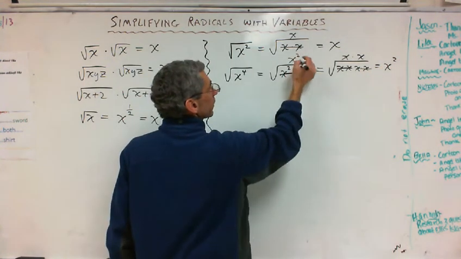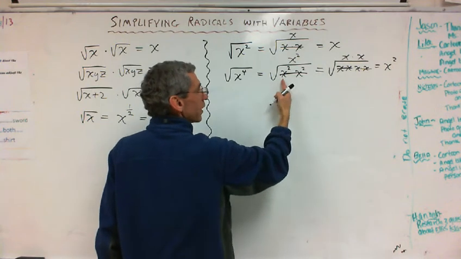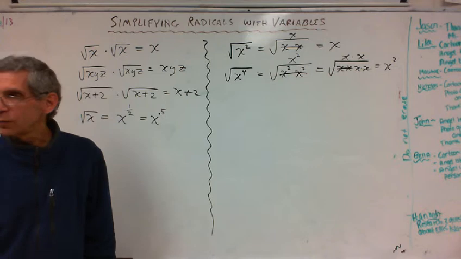Oh, sorry, this would have been x squared. I'm sorry, go back to this. This should have been x squared. I took out x squared times x squared. The square root of that is x squared. You with me? It's pretty straightforward, right?